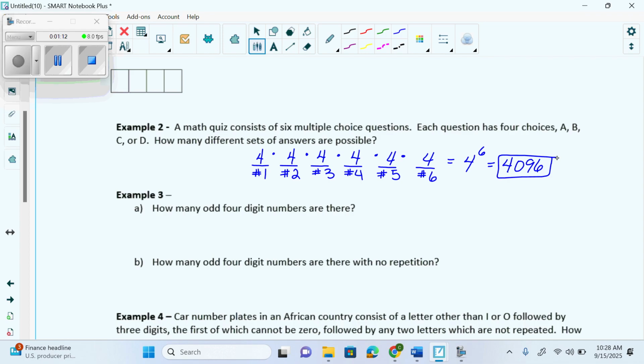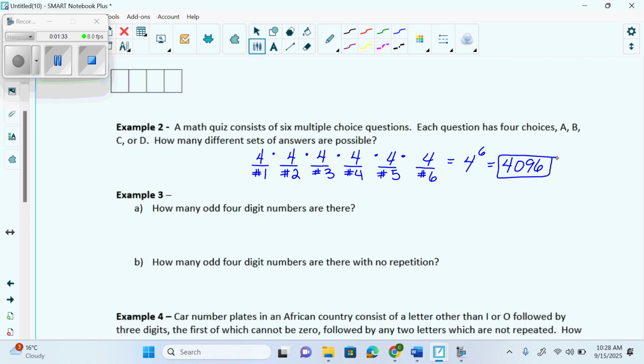True statement? Okay. Evens result in a 0, 2, 4, 6, or 8 at the back. Yes? Odds result in a 1, 3, 5, 7, 9. Yeah? So let's look at this question. It says, how many odd 4-digit numbers are there? Now, it doesn't say on here that I can't repeat.